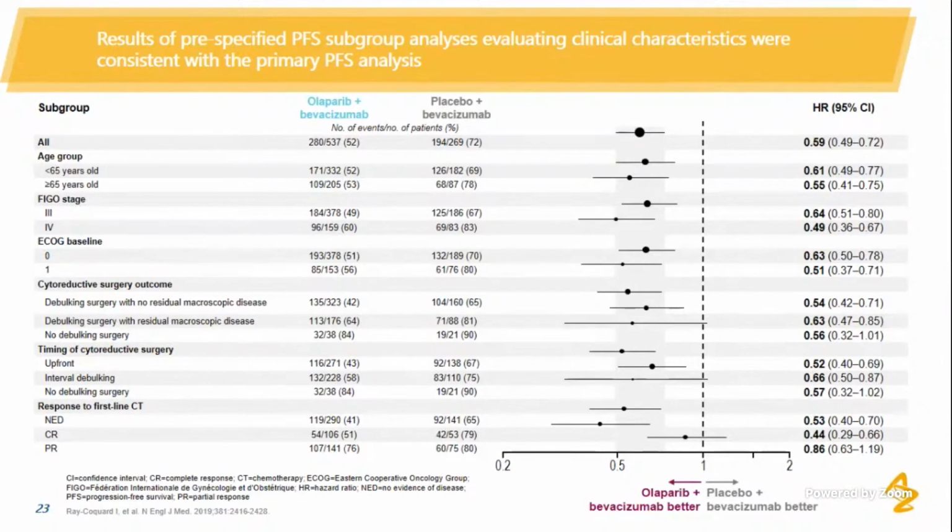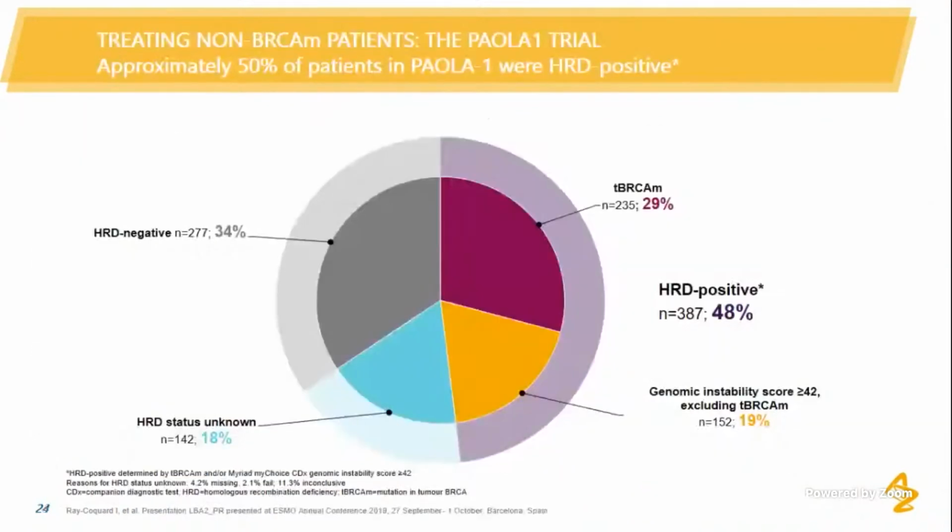So in the subgroup analysis, all the patients benefited with olaparib with bevacizumab. Treating non-BRCA mutant patients in the PAOLA-1 trial showed that patients who are BRCA negative but HRD positive showed benefit, and that's why even if the patient is BRCA negative, we should do an HRD test to find out whether these patients will benefit or not.